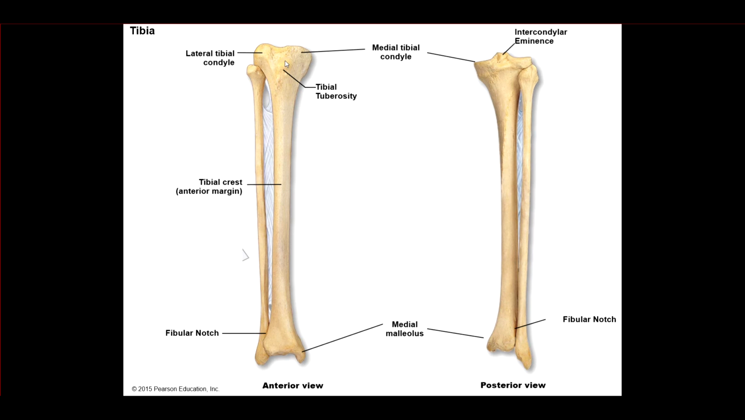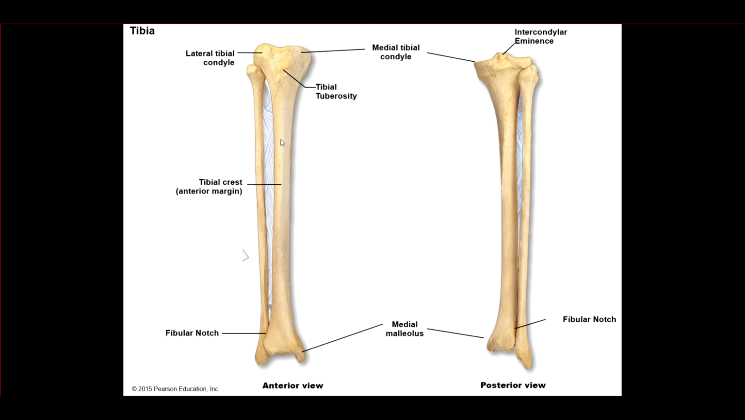Now, there's a big bump right about here. If you would kind of go down on your shin bone, right, your tibia, right below your kneecap, you're going to feel a big bump in the middle of the anterior surface of the tibia, right about here. This is called the tibial tuberosity. This is actually the attachment point of our quadriceps muscles that are coming down from the thigh.